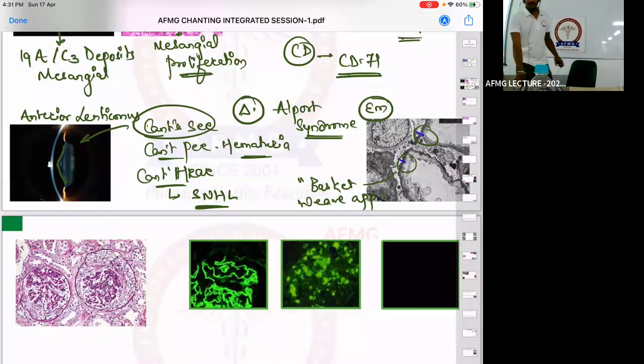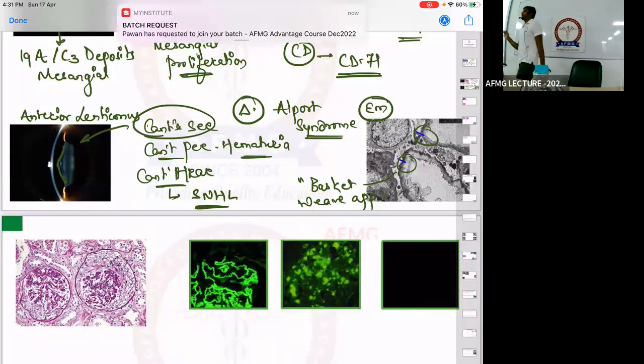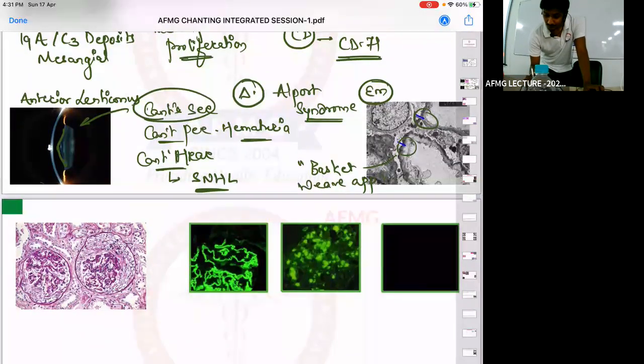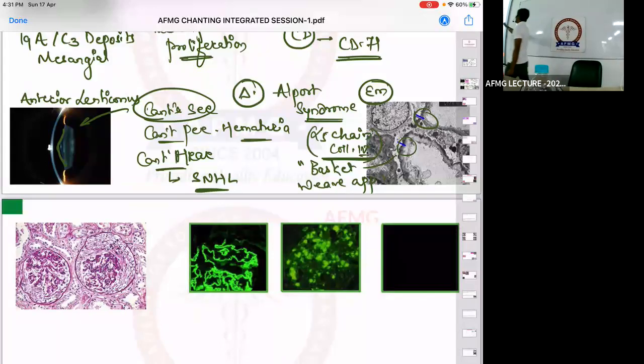Basket weave appearance. Now please tell me, as it is a genetic condition, definitely there would be some gene mutation. This gene mutation is seen in alpha 5 chain or alpha 3 chain? Alpha 5 chain. Of which type of collagen? Of collagen 4. So gene mutation is seen in alpha 5 chain of collagen 4. Which chain of collagen 4?